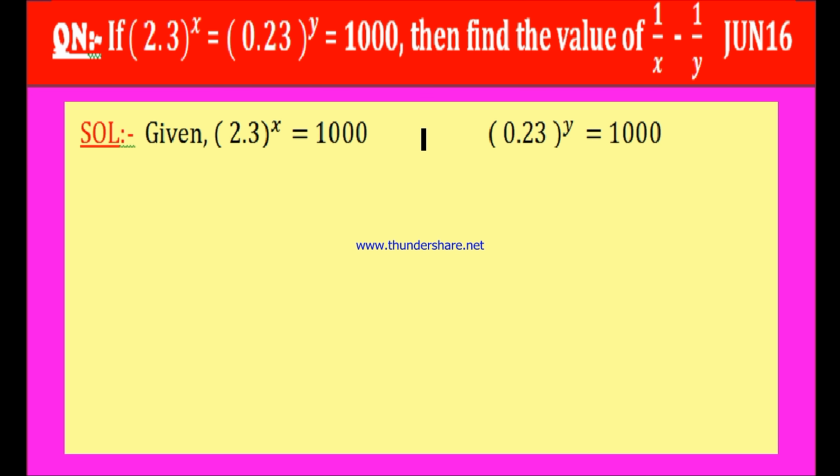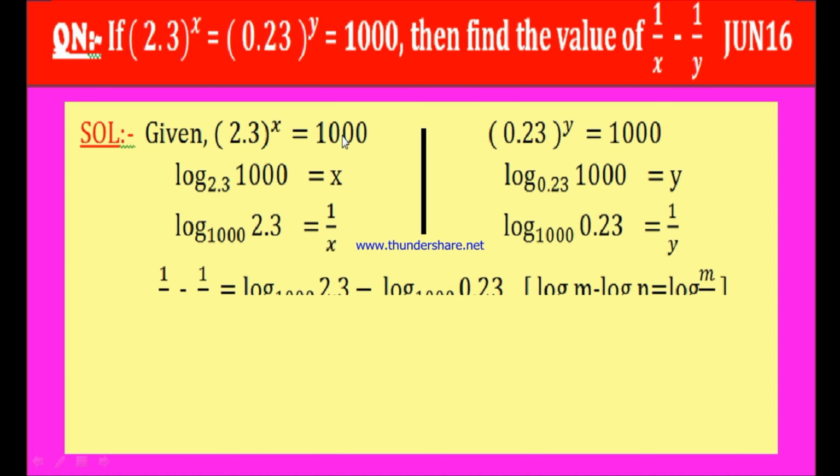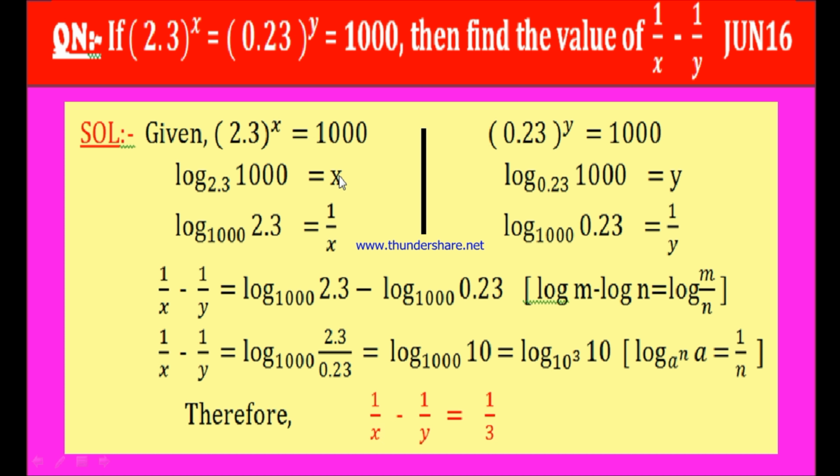Yes, dear students, this is the solution. Given 2.3 whole power x is equal to 1000 and 0.23 whole power y is equal to 1000. Now this is an exponential form and this equation is also in an exponential form. Now let us change these two equations into logarithmic form. If we change 2.3 whole power x is equal to 1000 in logarithmic form, then this is log 1000 to the base 2.3 is equal to x.